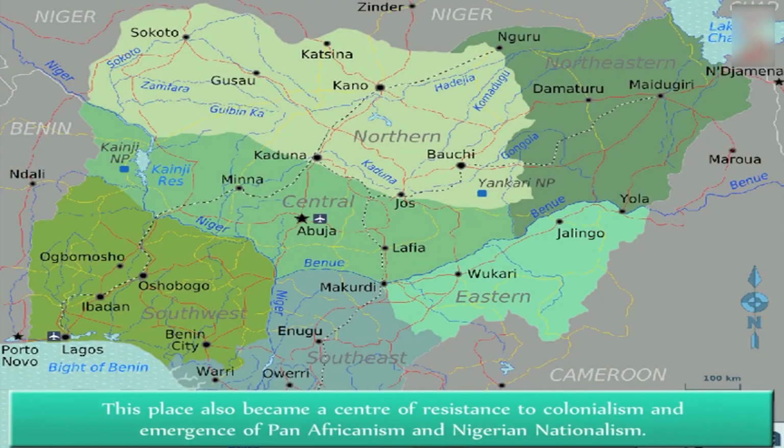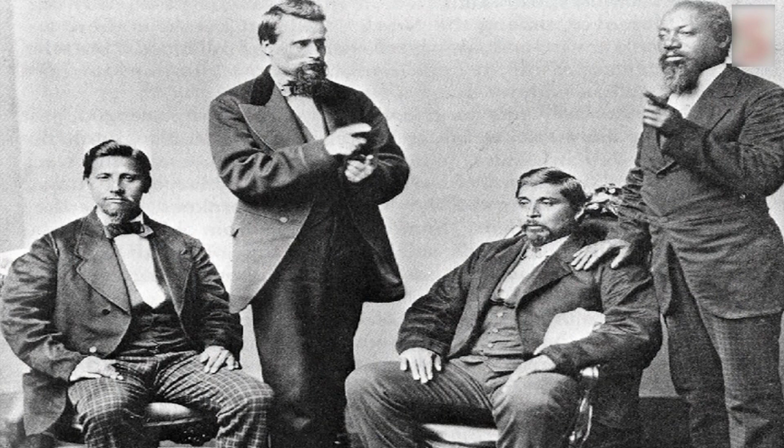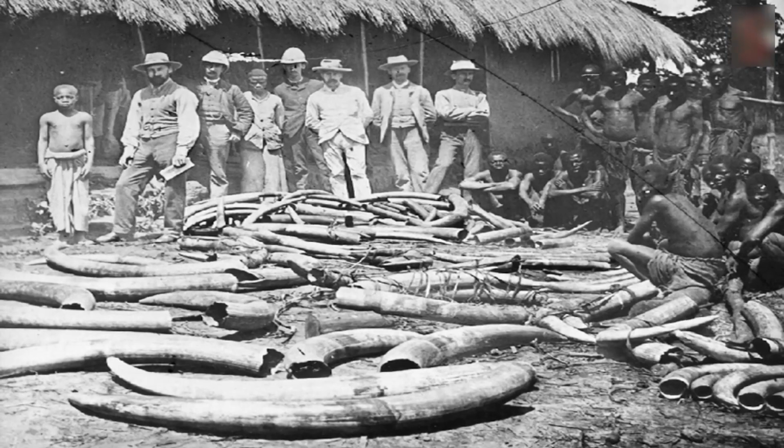This place also became a center of resistance to colonialism and emergence of Pan-Africanism and Nigerian nationalism. However, in the late 19th and 20th centuries, there was a comeback of racism in the British colonial empire. As a result, the educated Africans were excluded from the civil services, and there was discrimination against the African entrepreneurs. During the same time, the colonial authorities depended on promoting the tribal chiefs and the elite and giving them greater control over the people.